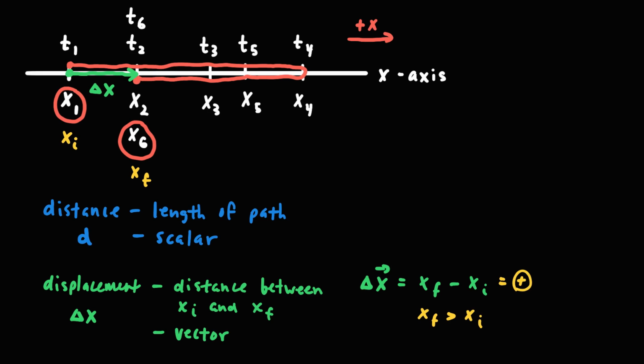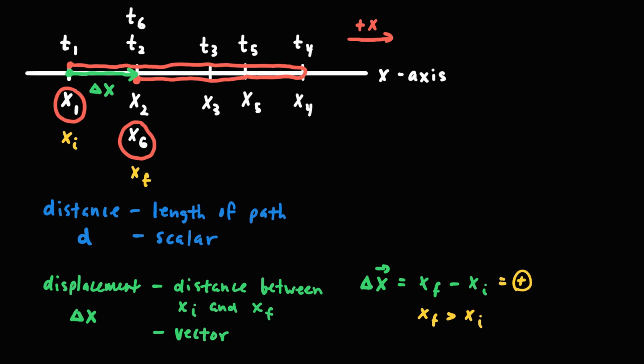That green arrow that I've shown in my diagram points to the right in the positive x direction, and the displacement is a positive number. Now, I don't know what those numbers are, but if I knew what they are, I could plug them in and figure out exactly what that positive displacement is between positions x1 and x6.